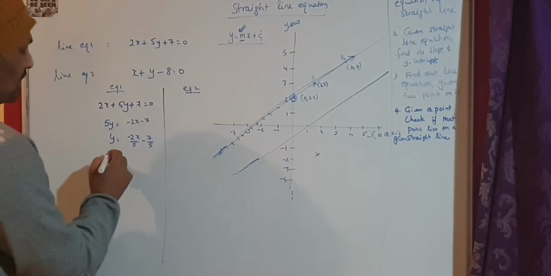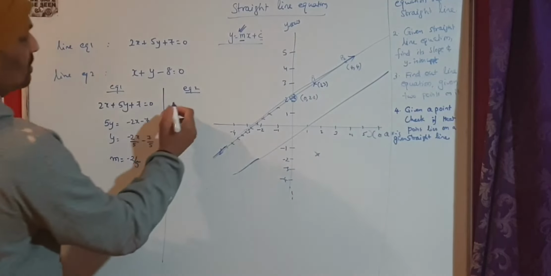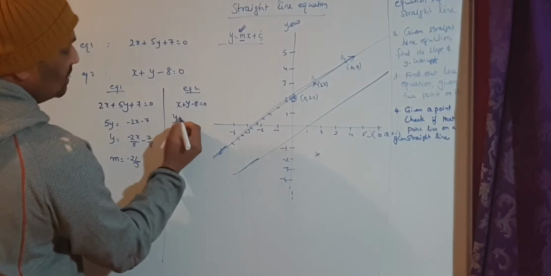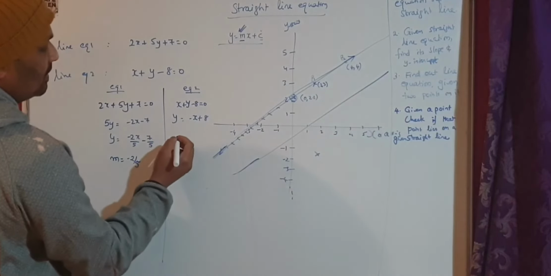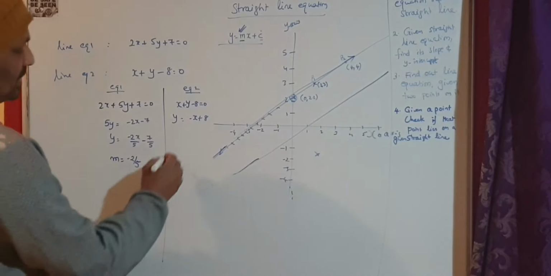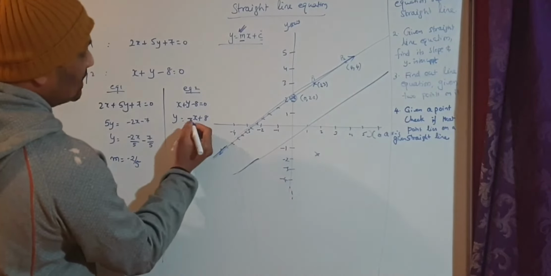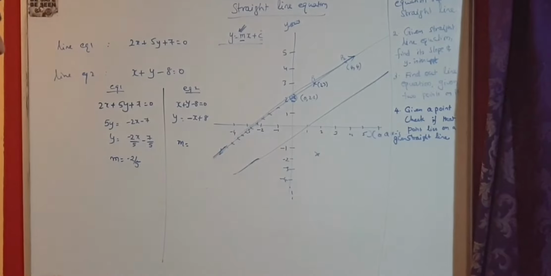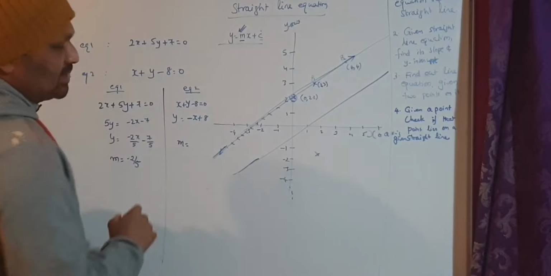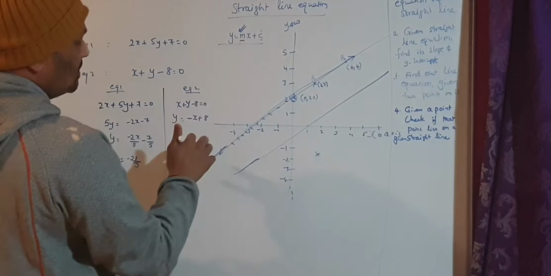So what is the slope here? m is equal to minus 2 by 5. Now for equation 2, x plus y minus 8 is equal to 0, so y is equal to minus x plus 8. What is the slope here? Minus x can be written as minus 1 into x. The slope is minus 1. If you compare this with this form, m becomes minus 1.